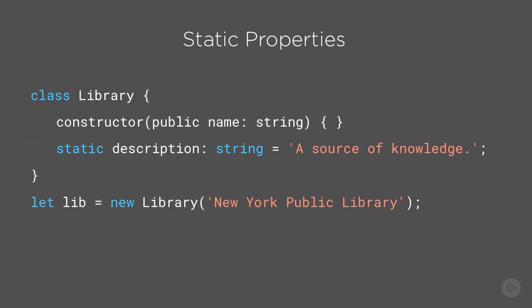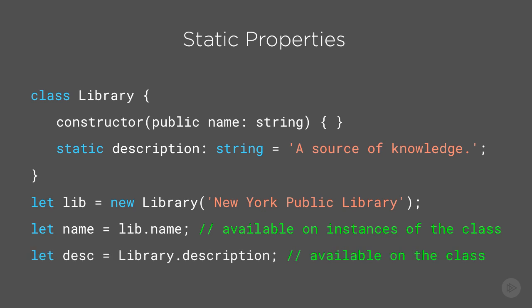It will therefore only be available on the class and not on instances of the class. If I declare a new instance of the library class and assign it to a variable named lib, I can then reference the name property on that instance. However, if I want to reference the description property, I must reference the library class itself. Static properties give you a place to store data specific to the class that doesn't vary across instances of the class.